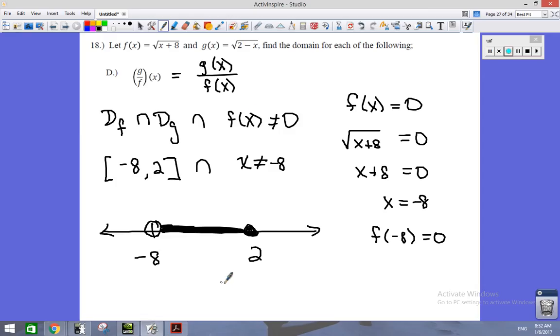So our domain for g divided by f has a parenthesis at -8. So there's my final answer for part D.